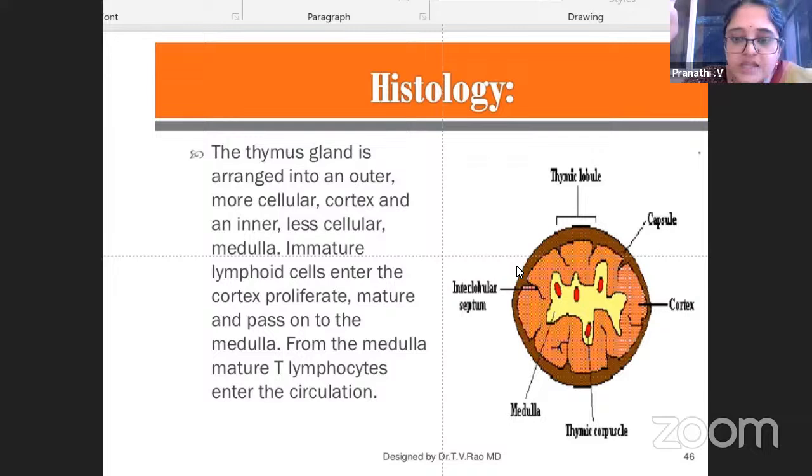Now we have something called the spleen. It's the largest accumulation of lymphatic tissue. What happens in the spleen is, we know that the spleen is the site and the graveyard of red blood cells. So we know that.